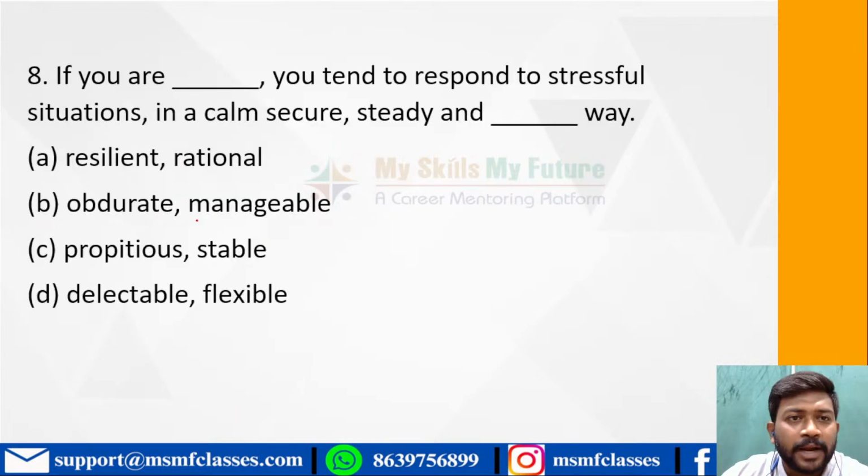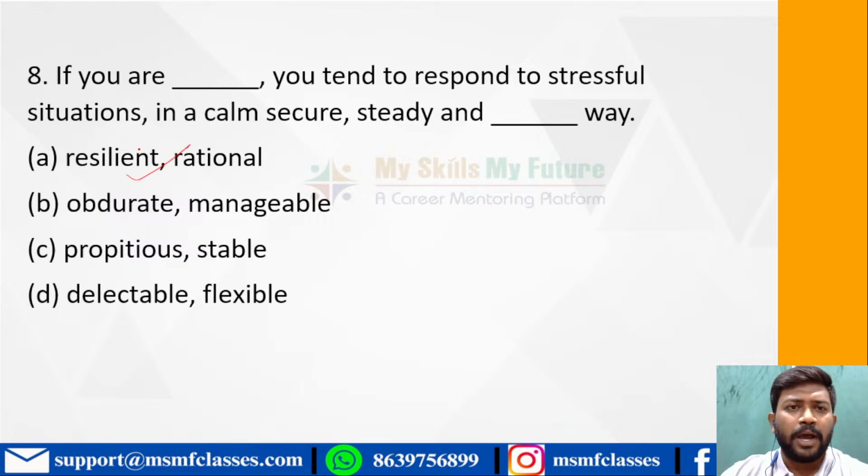Next, the eighth one. If you are dash, you tend to respond to stressful situations. So it's very easy. If you are dash, what is that? Resilient. Resilient means calm and peaceful. Next, obdurate is a negative word. Stubborn. Next, propitious is also the same. Next, delicate. So if you are so delicate, what if you tend to respond to stressful situations? So it's very easy. You can directly go with resilient, because this is a positive word.